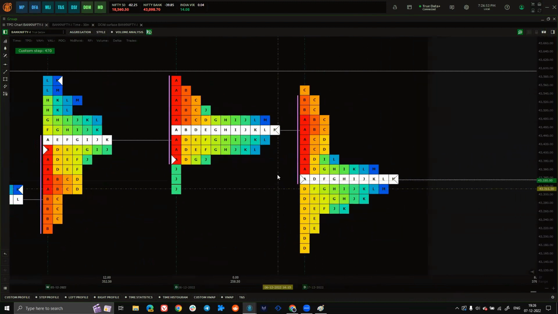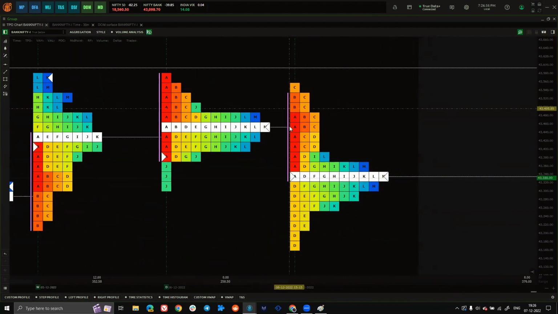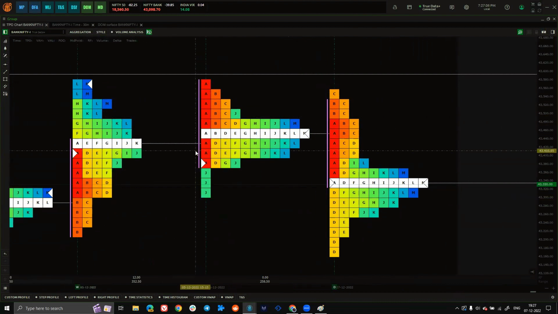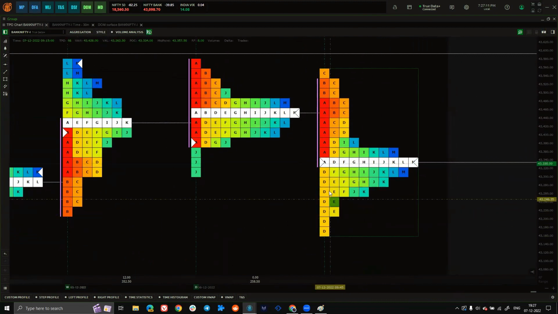Okay, how many of you are able to see this pink line just to the left of the individual profile? Is this thin pink line visible to all of you? Type yes in the chat. Cool, thank you.